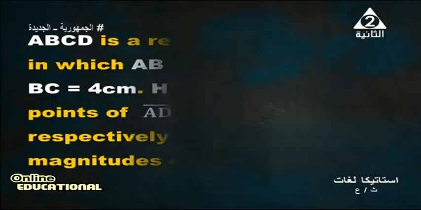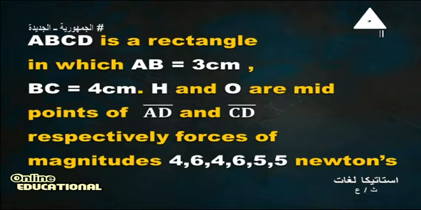My dear students, today we are taking a general revision about statics. Look at the first example. ABCD is a rectangle in which AB is 3 cm, BC is 4 cm. H and O are midpoints of AD and CD, respectively. Forces of magnitudes 4, 6, 4, 6, 5, 5 newtons.